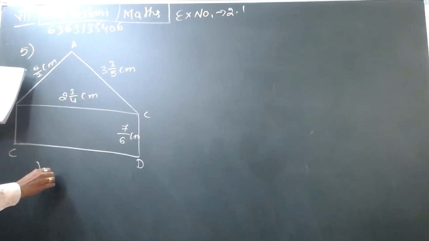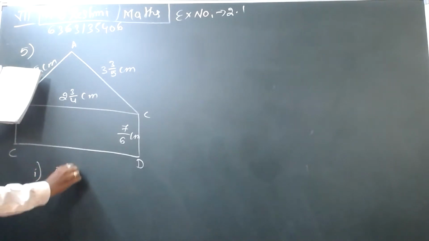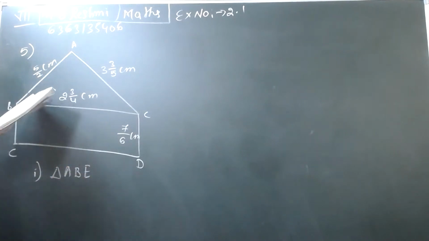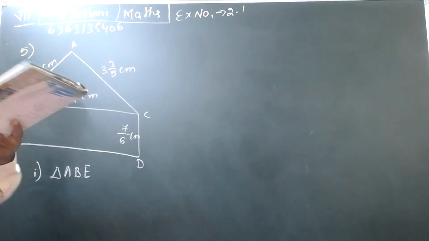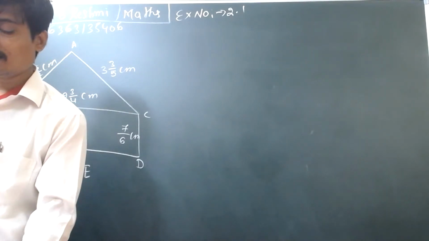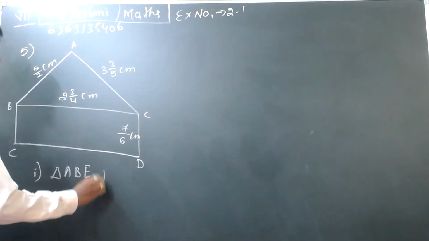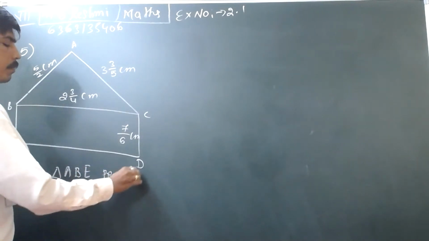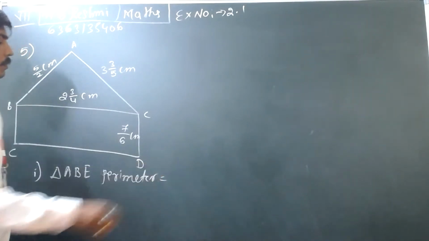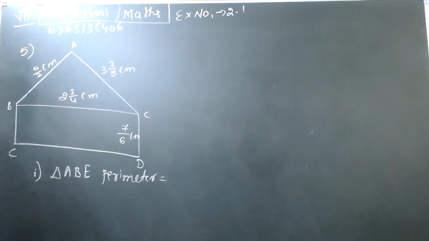First question is triangle ABE. What we have to find? Perimeter. And whose perimeter is greater? First you have to find the perimeter. Consider the triangle perimeter. What is the perimeter? Sum of all sides.